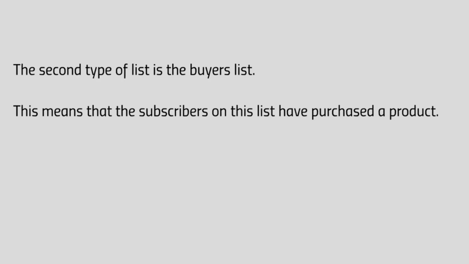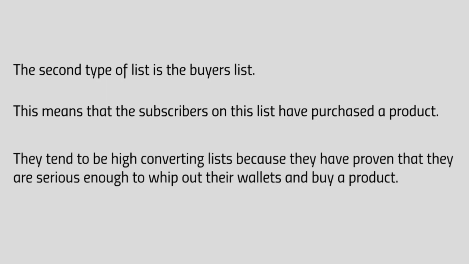Now, the second type of list is a buyer's list. This means that the subscribers on the list have actually purchased a product. So say, for example, somebody lands on your sales page and you're selling them something like a $7 or $17 item, or whatever price point it is. They buy it and are added to your list. So that is basically a buyer's list. Now, these types of lists tend to be very high converting because they have proven that they are serious enough to whip out their wallets or their credit cards and buy a product.